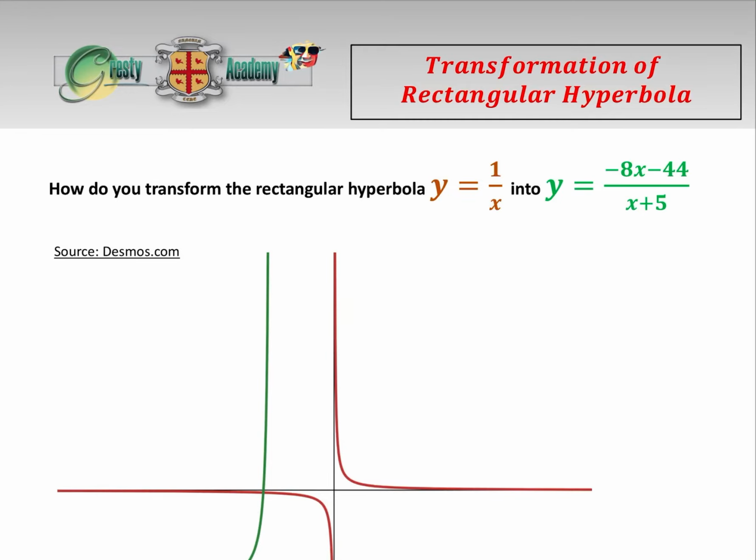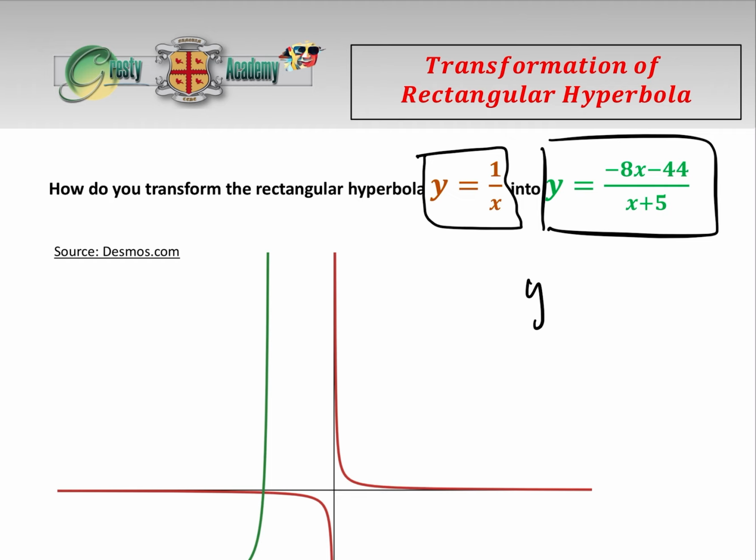A very common question type in exams is how you transform this rectangular hyperbola here into something of this form. In actual fact, every single equation of the form y equals (ax + b) over (cx + d) is actually a rectangular hyperbola that has been moved somehow or transformed from the basic y equals 1 over x.